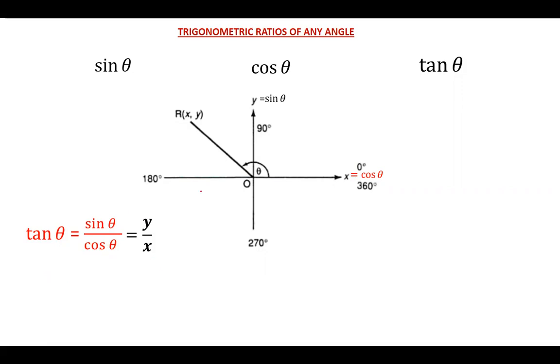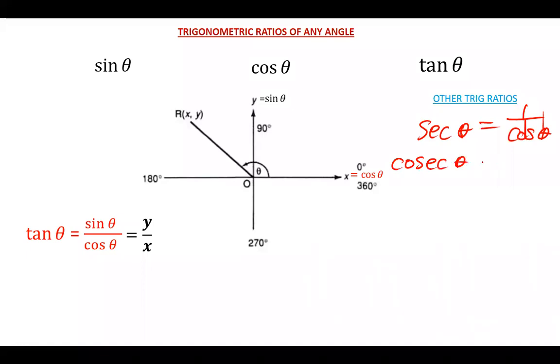The other thing you need to understand are the other trig ratios. We also have what is known as sec theta. Sec theta is just the same as 1 over cos theta. So the inverse of cos is sometimes known as sec theta. Then there's also what is called cosec theta. So cosec theta is simply equal to 1 over sine theta.